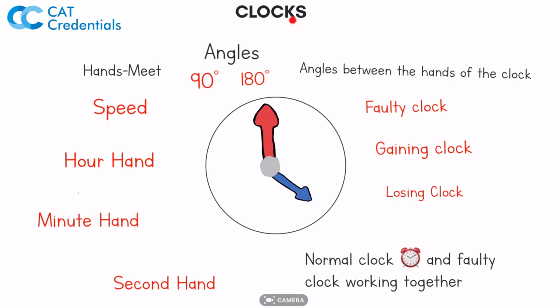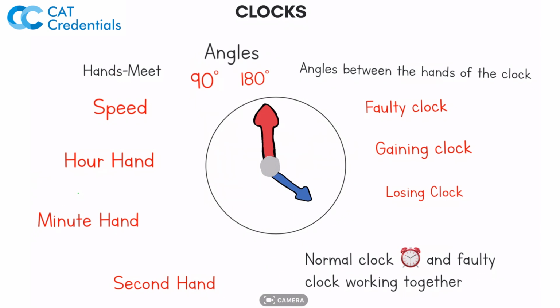So first we see what are the types of concepts that we study in clocks. We first start with understanding the speed of the hands, the hour hand and the minute hand. Second hand will not be covered here. Then we see the problems on hands meet: when will the two hands of the clock coincide?